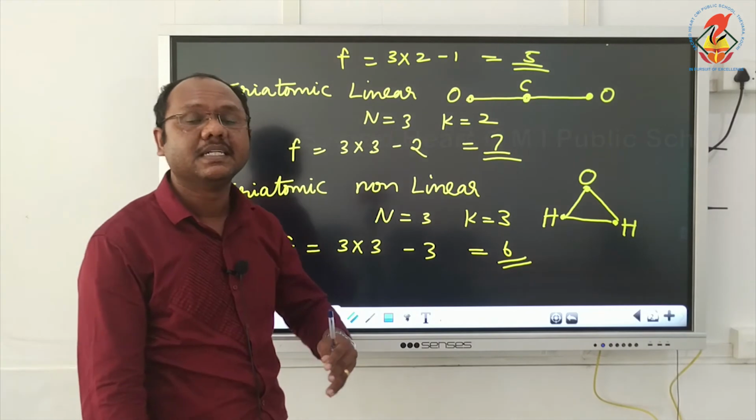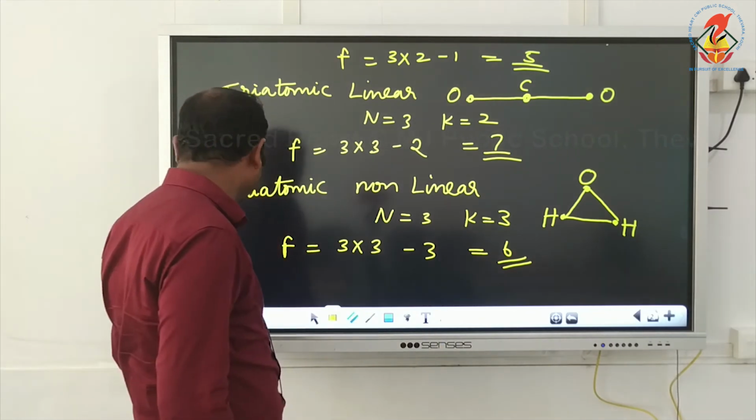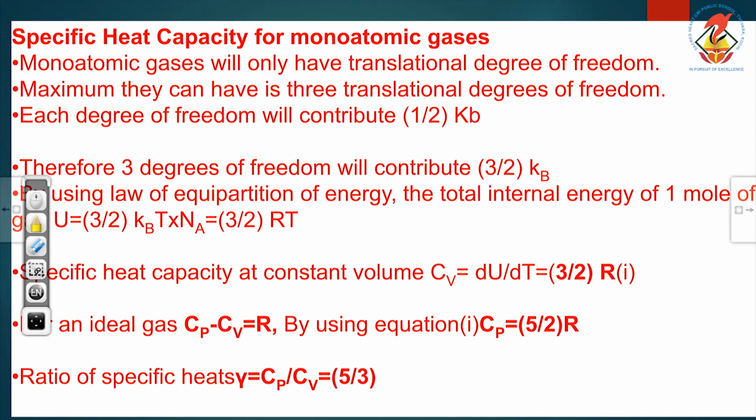So, how will we find the specific heat of a monoatomic gas? Since it has only translational degrees of freedom, the maximum it can have is 3. And we studied that the energy per degree of freedom is half kBT, where kB is the Boltzmann constant. So, if there are 3 degrees of freedom, what will be the energy? Half kBT into 3, so it will be 3 by 2 kBT.